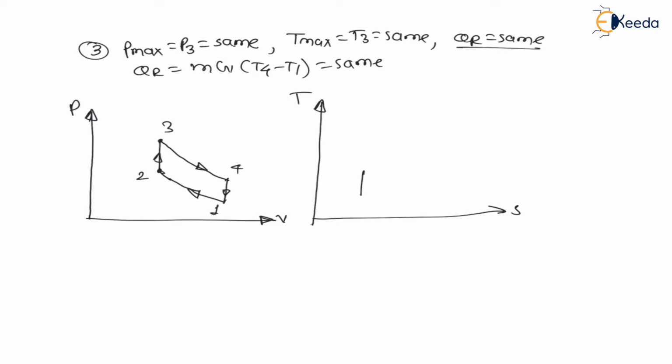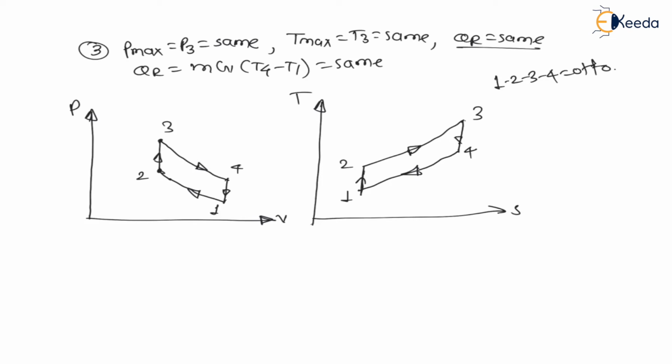Here again on the TS diagram: 1 to 2 isentropic compression, 2 to 3 constant volume heat supply, 3 to 4 reversible adiabatic, that is isentropic expansion, and 4 to 1 constant volume heat rejection. These are the various processes on the Otto cycle. Here I will write 1, 2, 3, 4 is the Otto cycle.